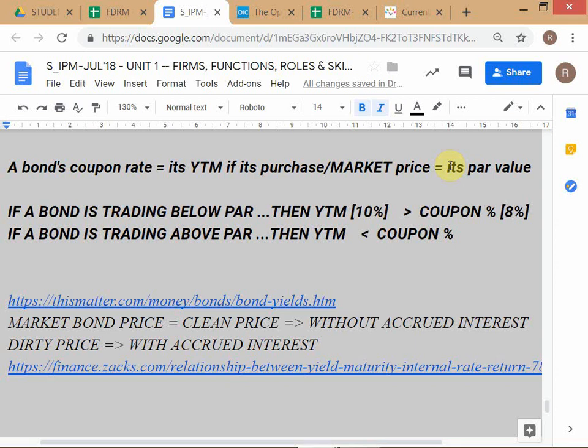But if a person has purchased the bond at par, and now it is trading below par. We don't say on par, we say at par. He has purchased at par and now it is trading below par. So sir, then YTM would be less than the coupon rate.